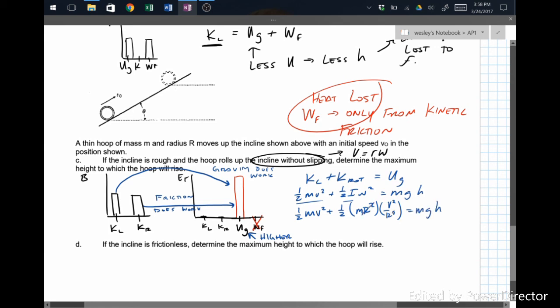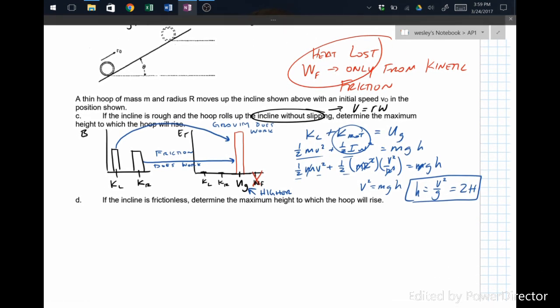So the r's all go away, the m's go away, and I've got 1/2 v squared plus 1/2 v squared equals gh. That's just v squared equals gh. So my height here is v squared over g. That's twice the height that we had before. I have twice as much energy now because of this extra term that can turn into gravitational potential energy.